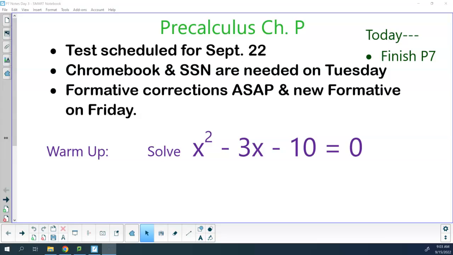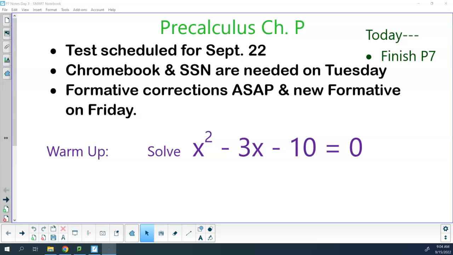Tomorrow, we're going to take another formative, okay? And that's going to include P5 on it. So it'll be all of the P's minus P7. I don't know, we'll probably do some P7 on it. Yeah, we'll probably do some P7. Good times. Okay? All right.